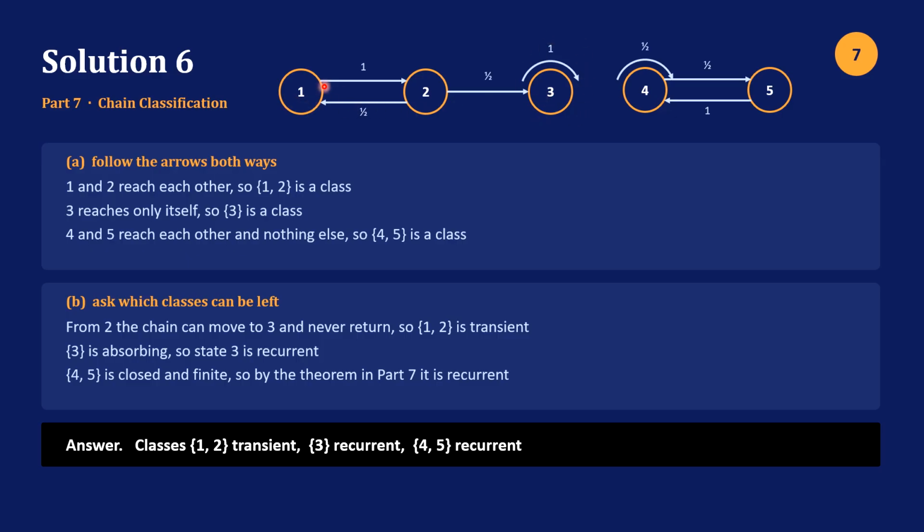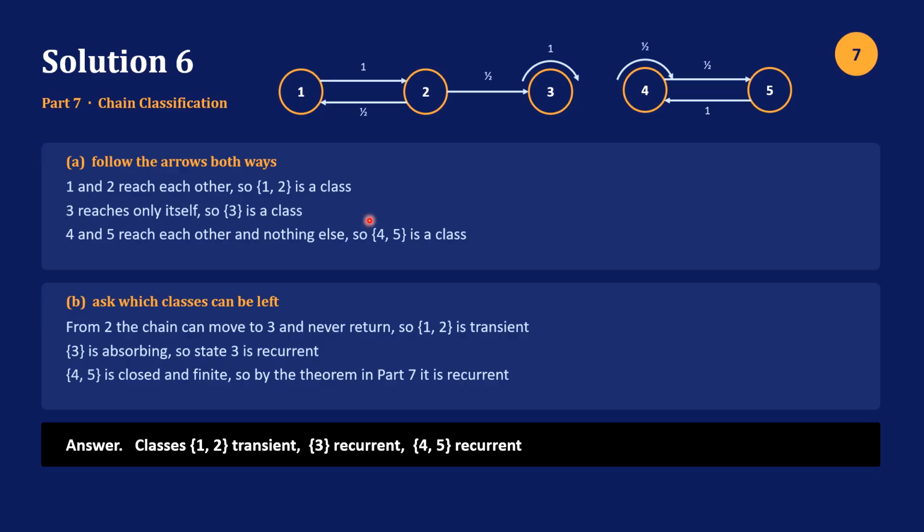1 and 2: you can go from 1 to 2 and then from 2 back to 1. So this is another class. And then 4 and 5, you can go back and forth between them, and so that's the third class. And of course, we can't get between 4 and 5 and anything in 1, 2, or 3. Okay, so that's the first question.